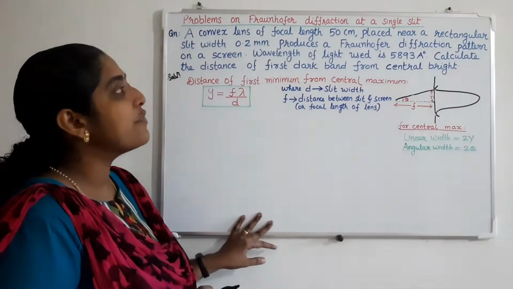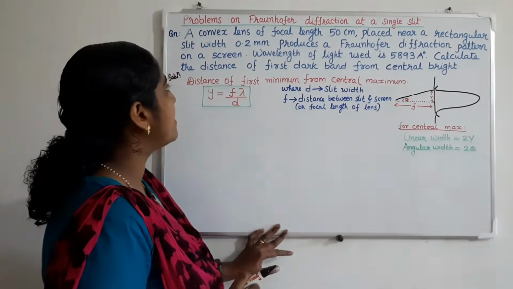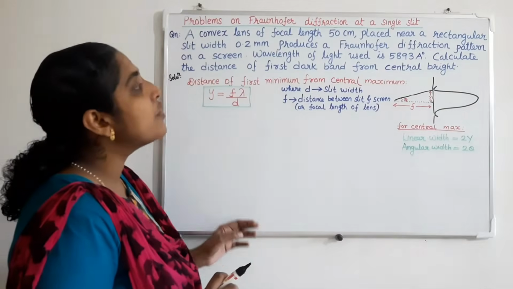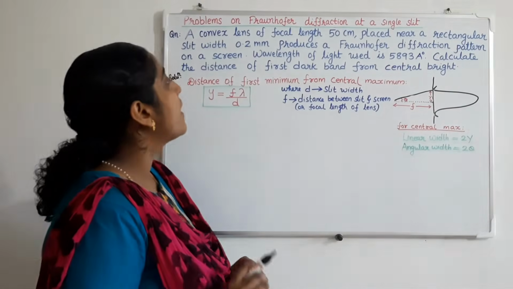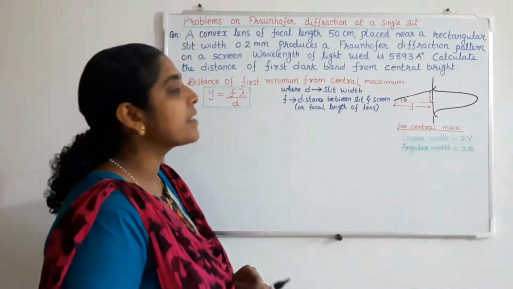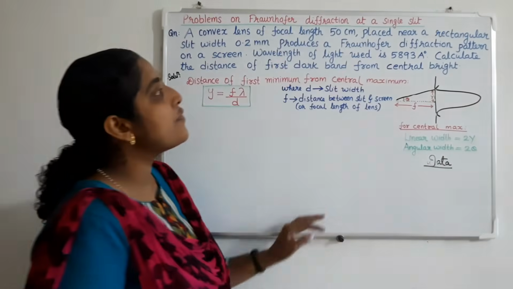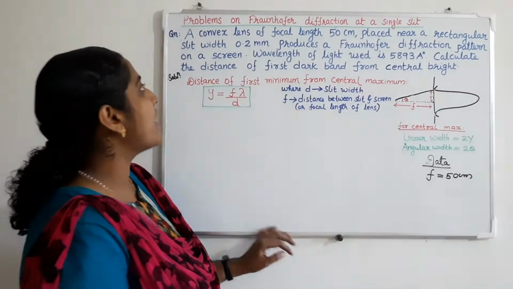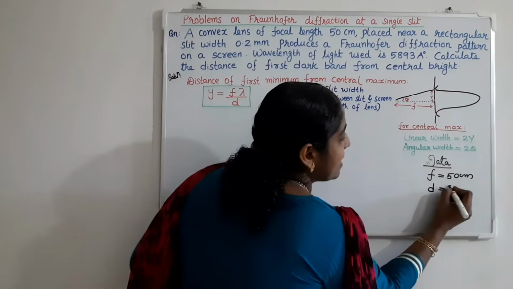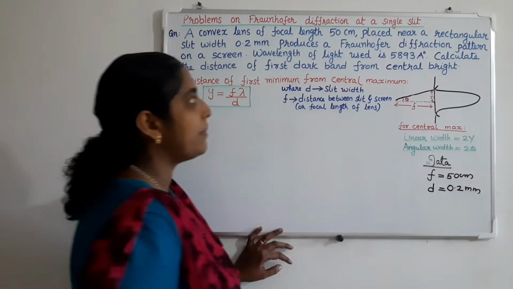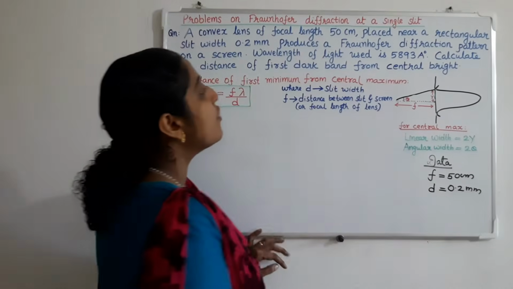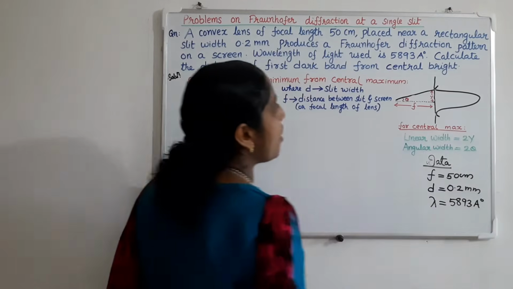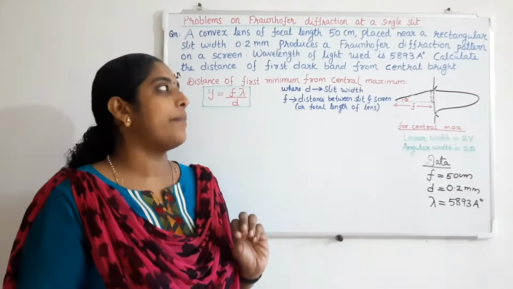A convex lens of focal length 50 centimeter placed near a rectangular slit of width 0.2 millimeter produces a Fraunhofer diffraction pattern on a screen. Wavelength of light used is 5893 angstrom. Calculate the distance of first dark band from central bright. So the focal length f is equal to 50 centimeter, slit width d is equal to 0.2 millimeter, and wavelength lambda is equal to 5893 angstrom.